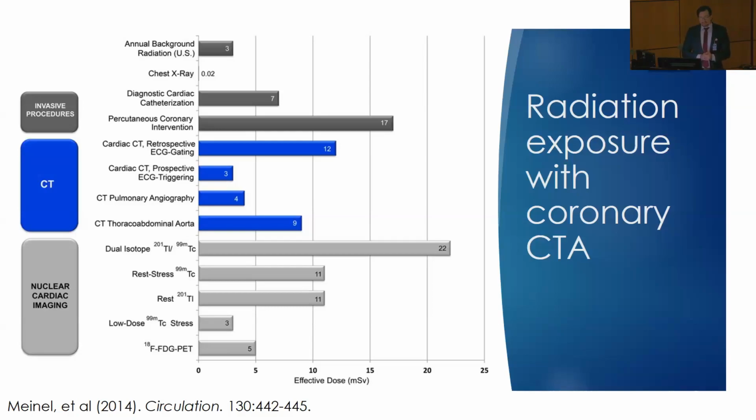And the nuclear imaging actually gives you a lot of radiation as well. We don't really do the dual isotope testing anymore, but we do the rest stress technetium scan here. That's 11 millisieverts. So that's actually more than a coronary CT. So keep that in mind.